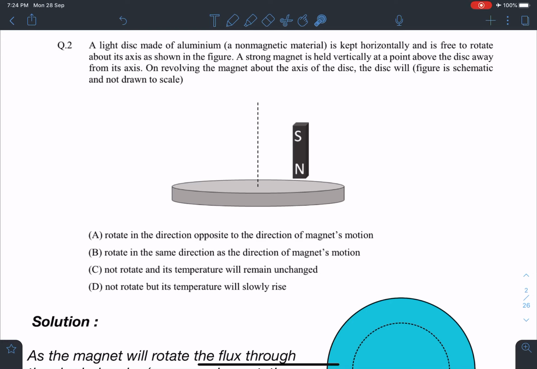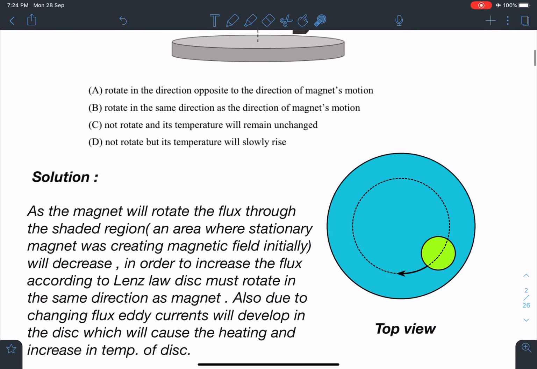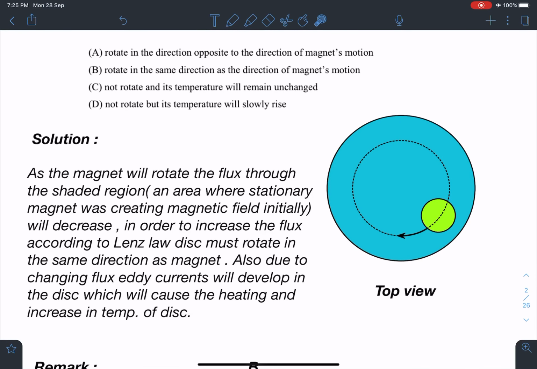So this is the magnet kept here, and now the magnet is rotating around this disc, and if you see, it's made of aluminium, so it's a conductor, and at the same time it is non-magnetic material. So let's see what is going to happen here. If you see the top view of this disc, this magnet must be creating some magnetic field in a certain region. I am taking that region as a circle. More or less it will be circular only. And when I'm rotating it along the disc, earlier through this circular region where the field was present, the flux was constant, it was not changing.